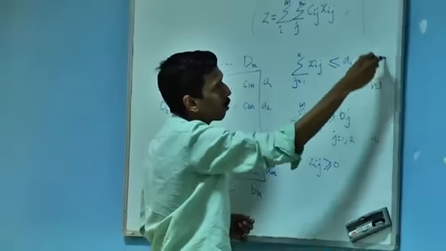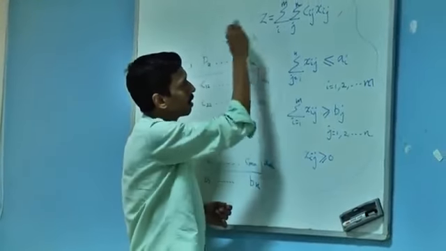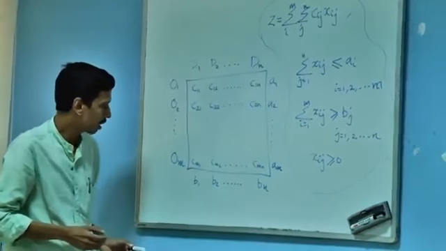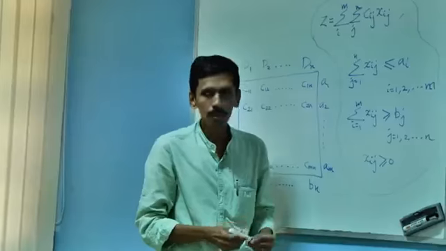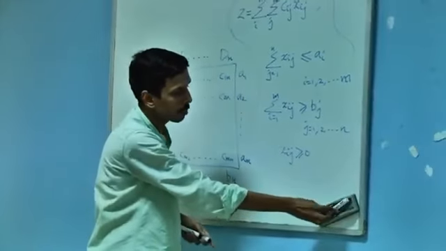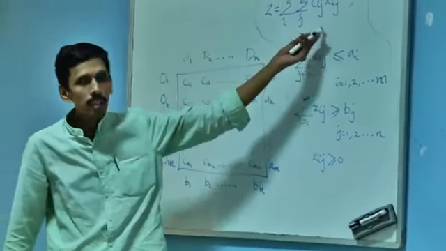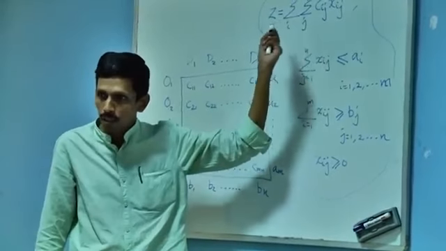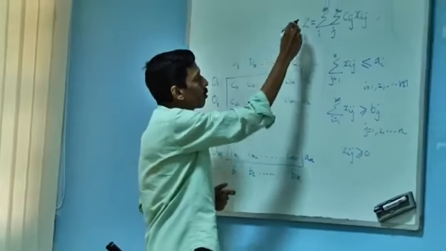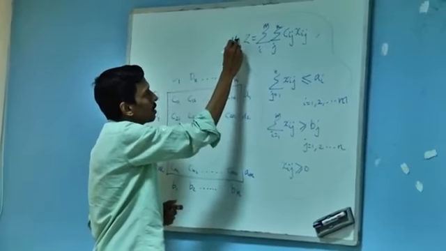This constitutes the transportation problem. See how it is. Z is equal to summation over i, summation over j, Cij Xij. This is to be maximized or minimized. This is to be minimized. Therefore, we will call it minimize Z is equal to this.